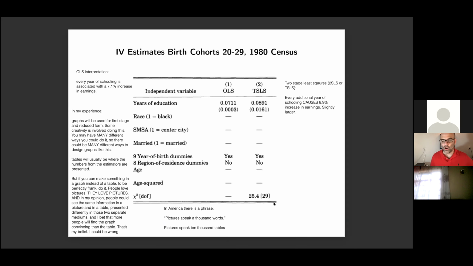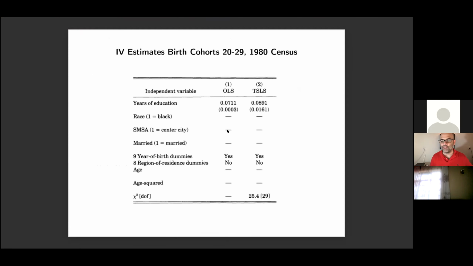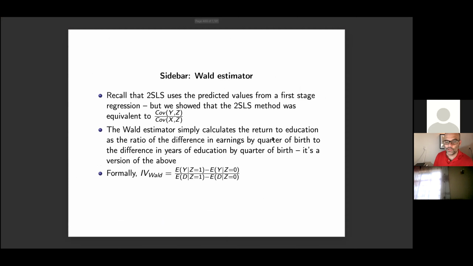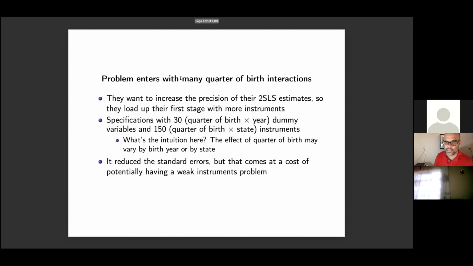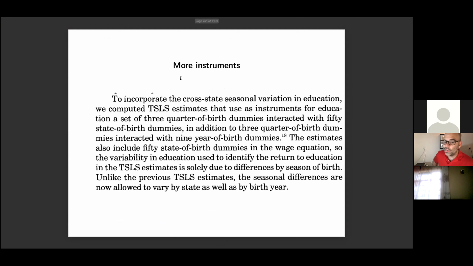All right. So here they have their results. They get bigger effects. They report all kinds of stuff. But what they're going to eventually do is use more than just 3 instruments. And this is probably the reason that the paper is famous: the fact that they begin to use 180 instruments.